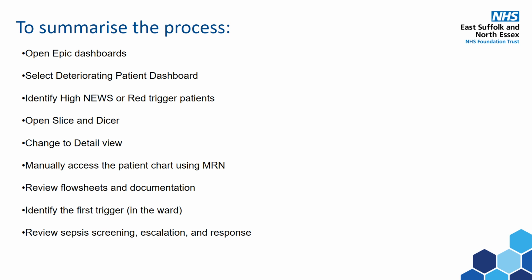One key step is identifying the first trigger, particularly where deterioration first occurred on the ward. Following this, review documentation to determine whether sepsis screening was completed and whether appropriate escalation and clinical response took place. This process helps identify when deterioration was recognized and whether it was managed in a timely and appropriate way. And finally, record the information in the sepsis audit tool.